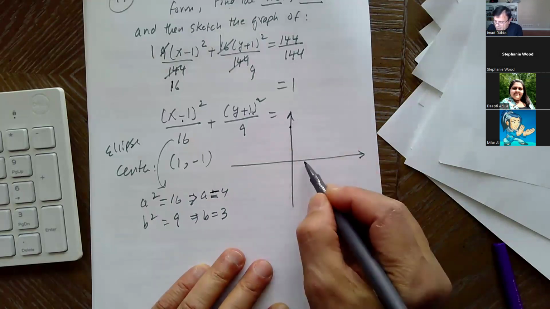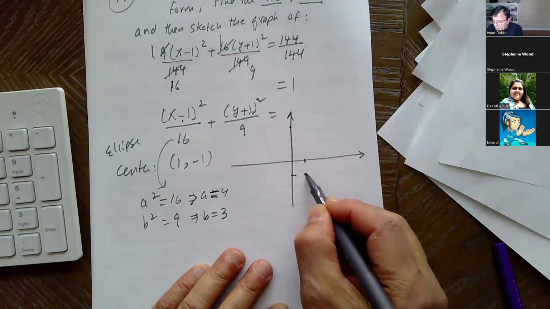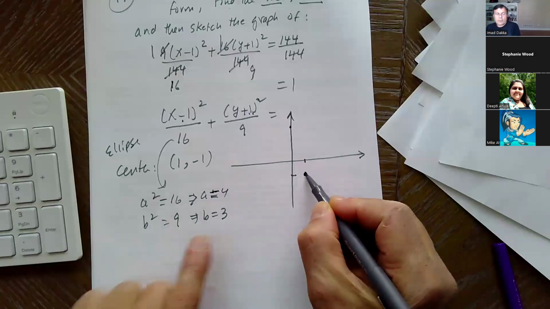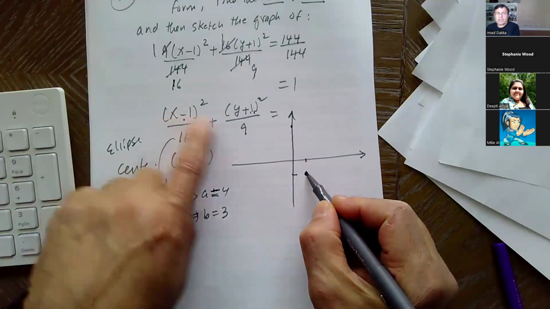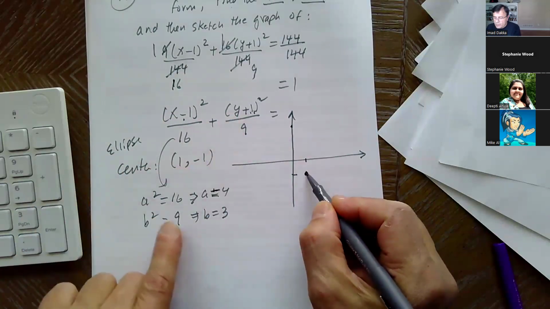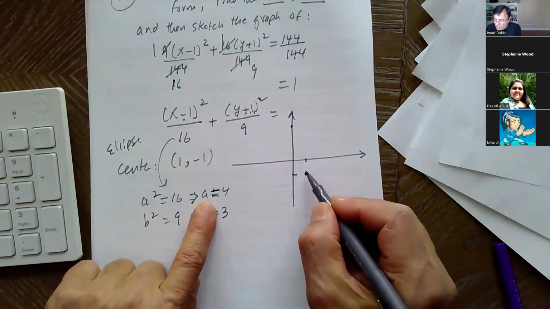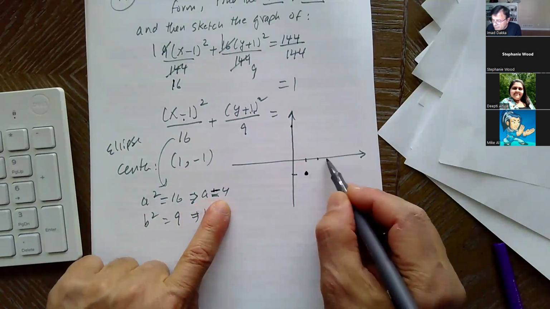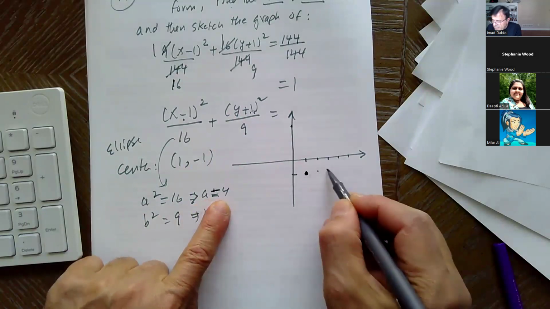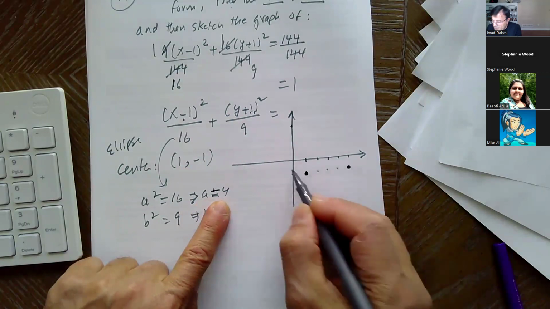The ellipse is centered at 1, negative 1. So A is my x value. I got the 16 from x squared and the 9 from y squared. So A is an x value. That means from the center, I'm going to go 4 units to the right and 4 units to the left to get a vertex.